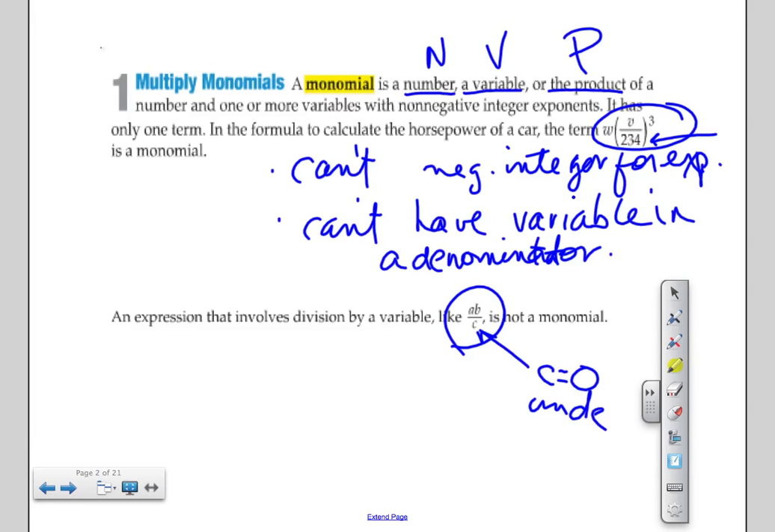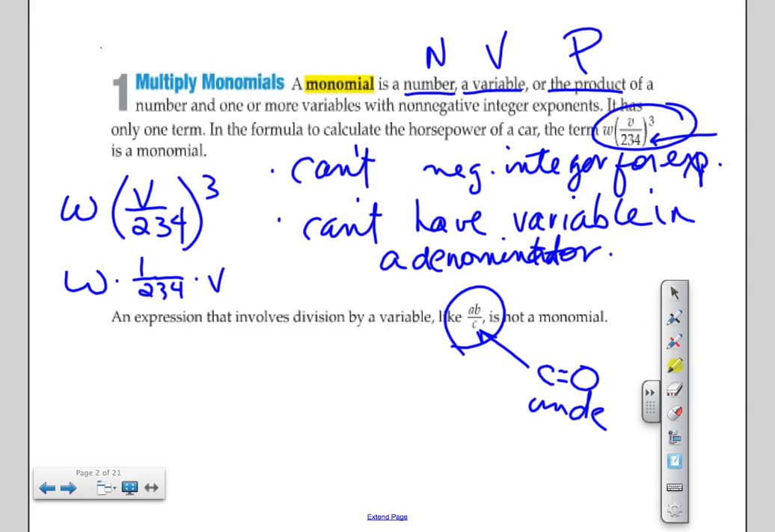Also, if you look at this one, W times V over 234 cubed, we could rewrite that as W times 1 over 234, right? Times V, and all of that is cubed. These two mean the same thing, okay? So that's why that one is a monomial. If it has a variable in the bottom, it's not a monomial.